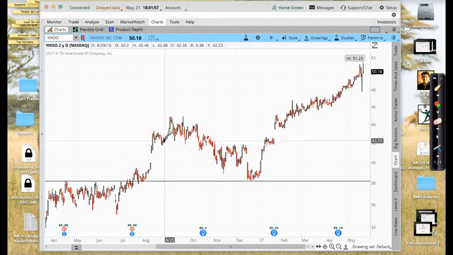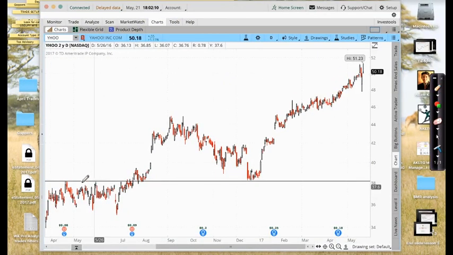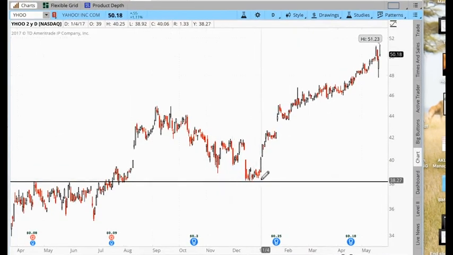Okay, now it then goes up and comes back down again, and what happens? That's right, it goes back to this level and boom, bounces off again. So you can see that this is a very strong level. This is $38. $38 was a very strong resistance over here, and it has become a very strong support level as well.